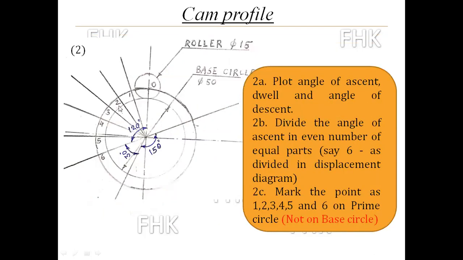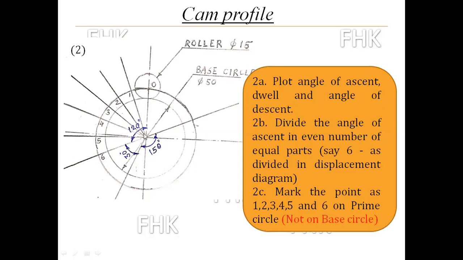Now next step, divide that angle into 6 equal parts, as I divided the outward stroke in the displacement diagram into 6 equal parts. So I will divide that 120 degrees into 6 equal parts. One part will be 120 divided by 6, so one part will be 20 degrees.